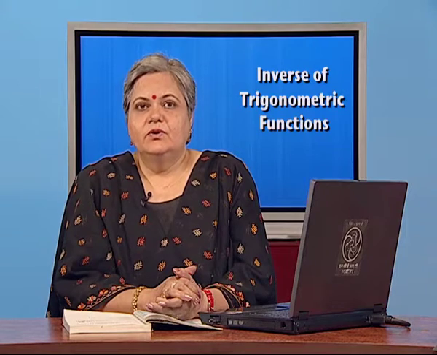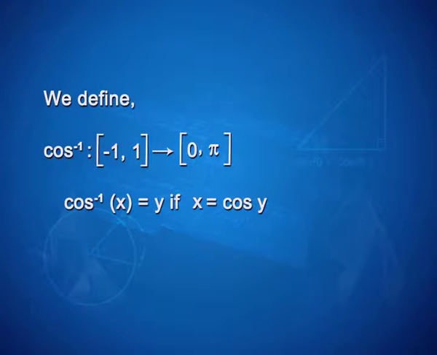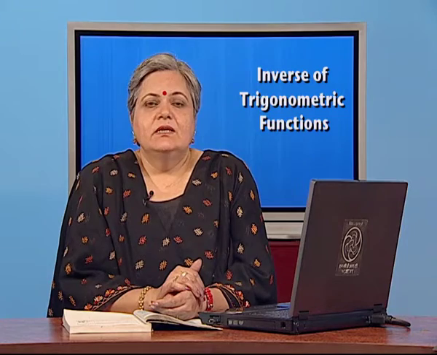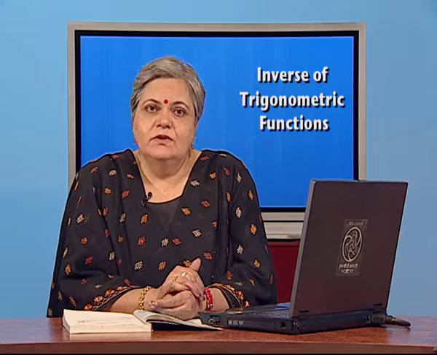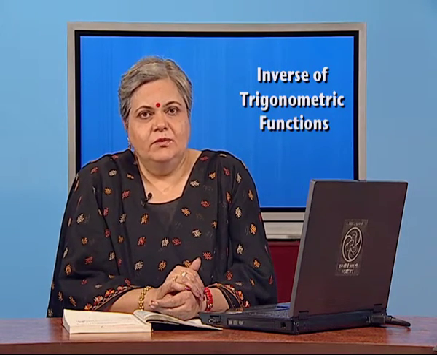And so, we are ready to define the inverse of the cosine function. We have the cos inverse function defined from the closed interval minus 1 to 1 to the interval 0 to pi, both 0 and pi included in it, defined as cos inverse of x is equal to y if x is equal to cos y, and this branch is called the principal value branch. If the range is pi to 2 pi instead of 0 to pi, the cos inverse function is still defined, but it is not called the principal value branch.